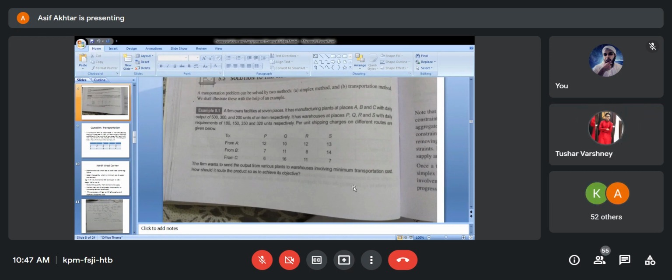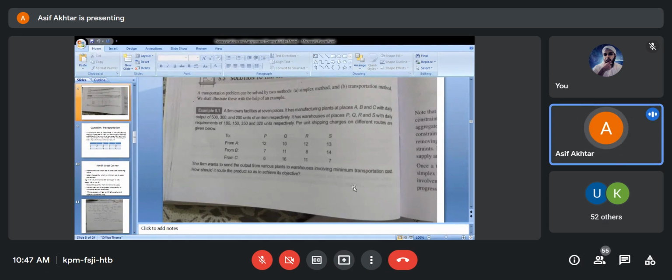Name them. So A, B, C. How many destinations do we have? Four: P, Q, R, or S. Acha, one myth or one misconception which I would like to break right now, because I have discussed the problem. I have shown you the diagram where there are 3 sources and 3 destinations.